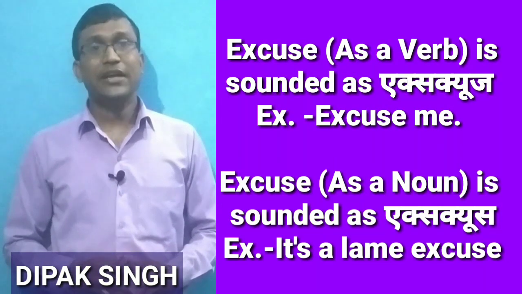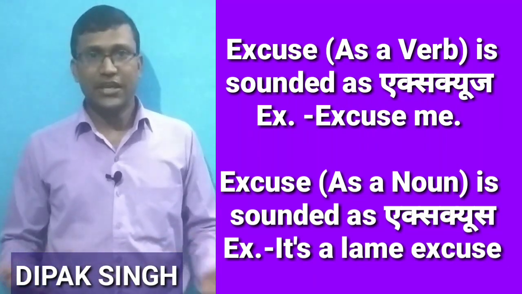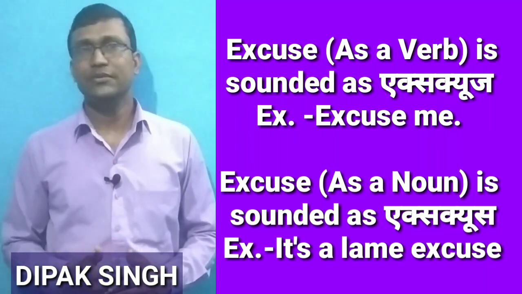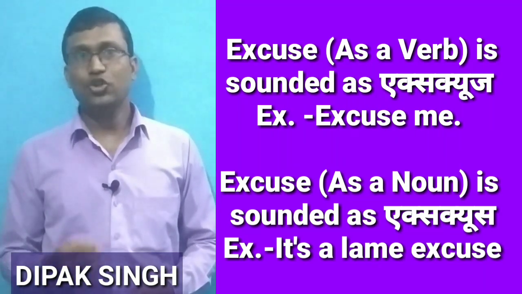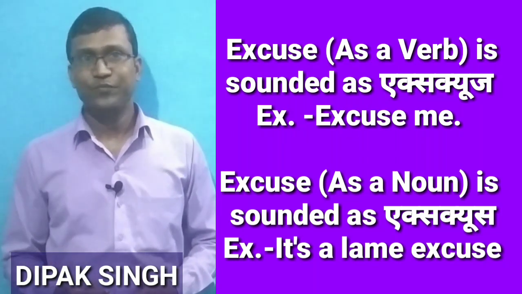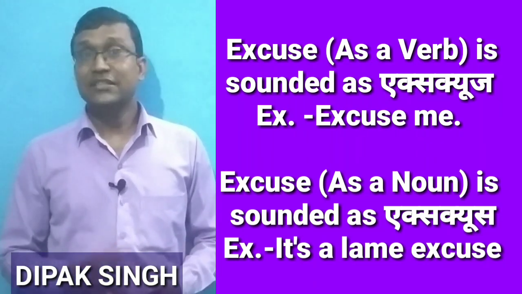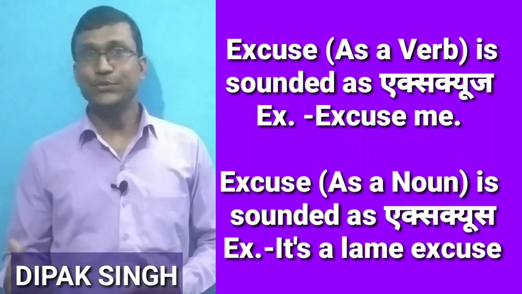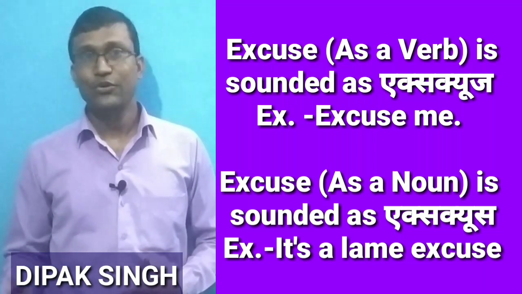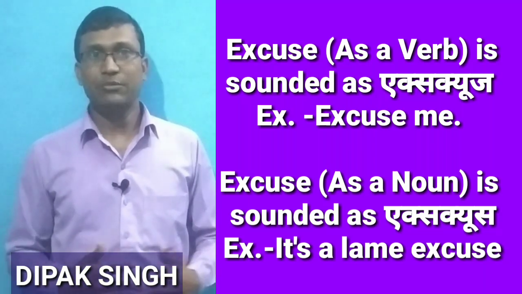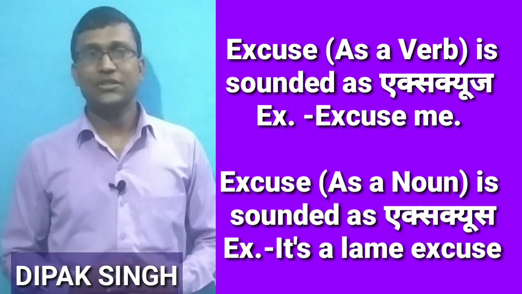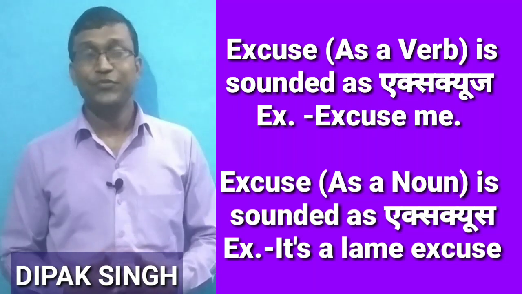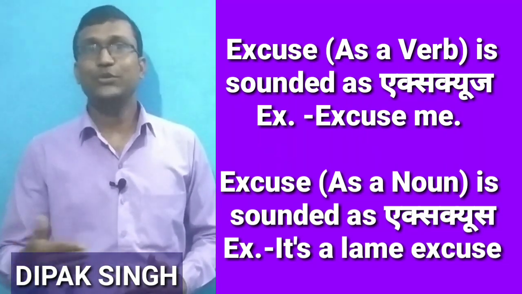Next, excuse. We say excuse me. It's right to say excuse me because here excuse is a verb. When it becomes a noun, it should be sounded as excuse. The teachers always say it's a lame excuse. It's wrong to say excuse. It should be excuse. It's a lame excuse. When the teacher asks the students, why didn't you come yesterday? The student says, sir, I was suffering from headache. The teacher says, it's a lame excuse. Excuse, because it's a noun here.